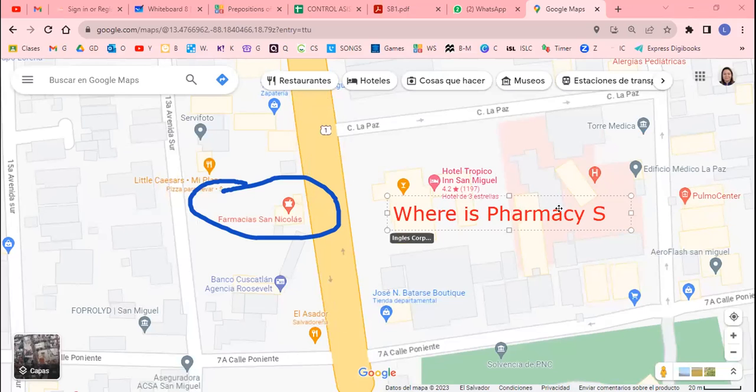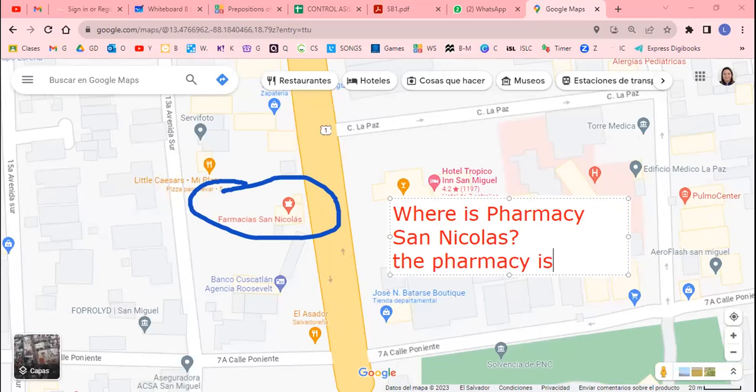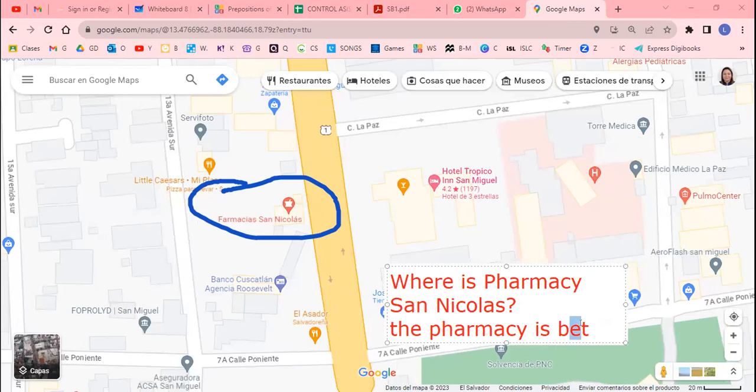So, volunteers, San Nicolás. The pharmacy, the pharmacy between the Hotel Tropico Inn. Pero el Hotel Tropico Inn está enfrente. Por eso, enfrente, between. ¿Es between enfrente? No, perdón. Yeah. In front. On 7th Street, poniendo. Okay, the pharmacy is in front of? In front of Hotel Tropico Inn.